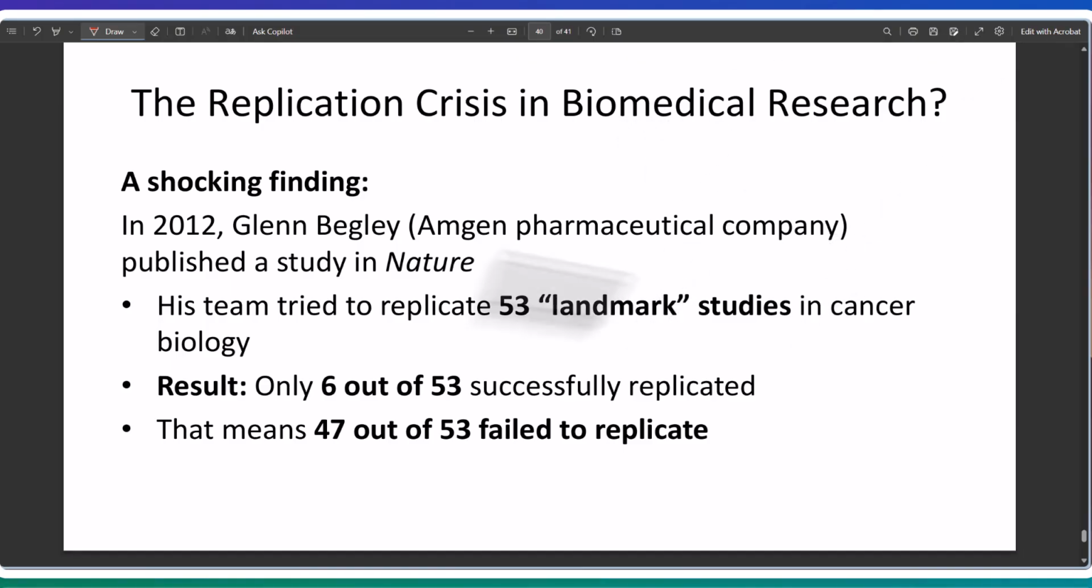So what implication might this actually have? Well, let's think about this. In 2012, a very famous paper was published in Nature. What they did is they took 53 landmark studies in cancer biology and they tried to replicate them. But only 6 out of 53 actually replicated, which means that 47 out of 53 failed to replicate.